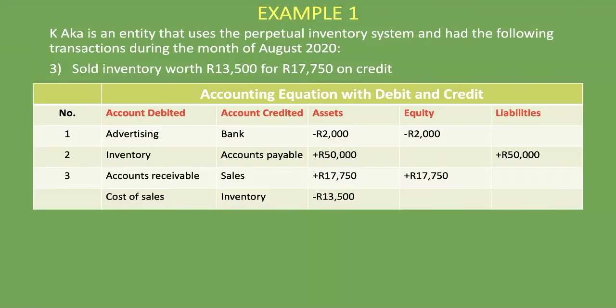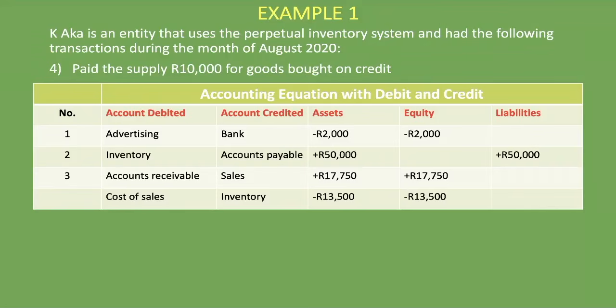And then what else is happening here? We have cost of sales, which is an expense, just like the very first transaction for advertising. So they reduce our equity, so we put here minus 13,500 rand. I hope you can see how it works with the perpetual inventory, where you have two transactions, and how it affects our accounting equation together with the debit and the credit. Let's move on to the fourth transaction.